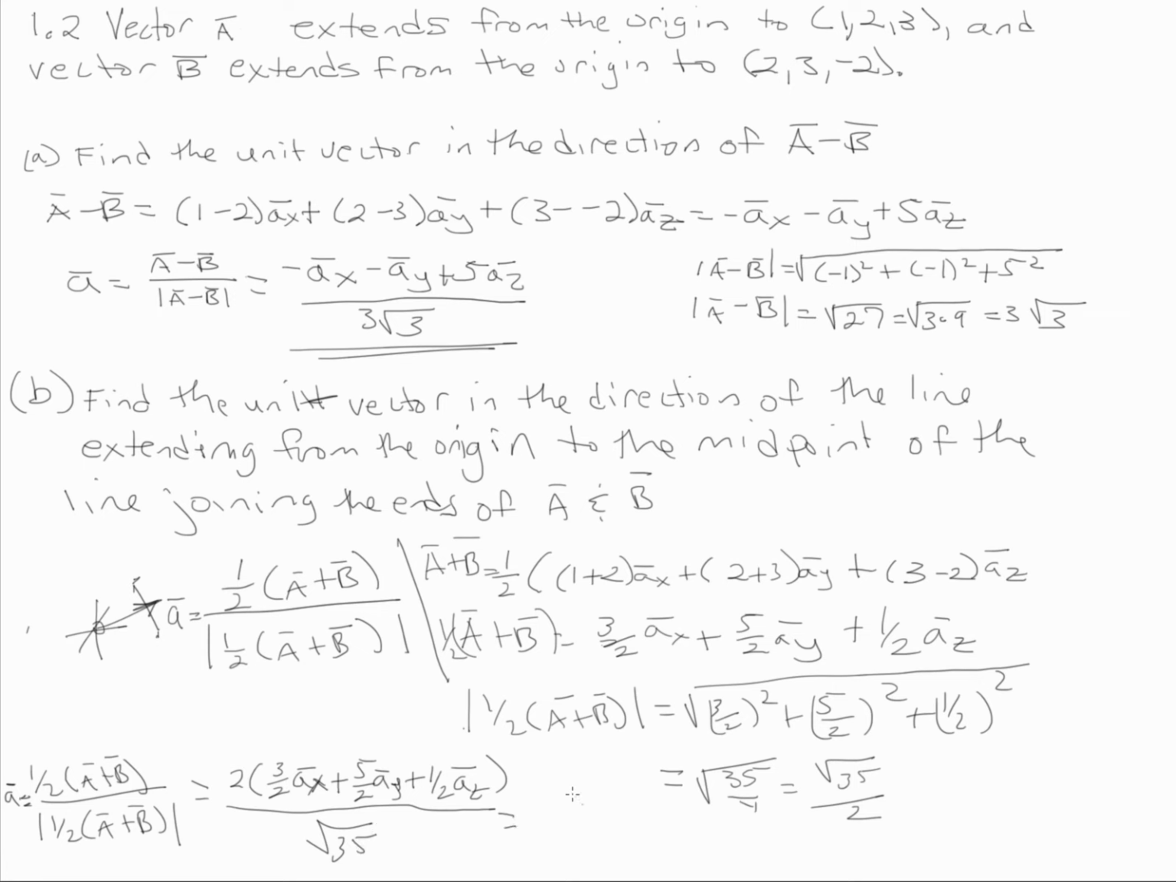So that just leaves you with, we draw a line here, 3AX plus 5AY plus AZ over the square root of 35. So that's your answer right here. That's going to be the unit vector, and that's what they wanted, the unit vector in the direction of the line. And that's all there is for that problem.